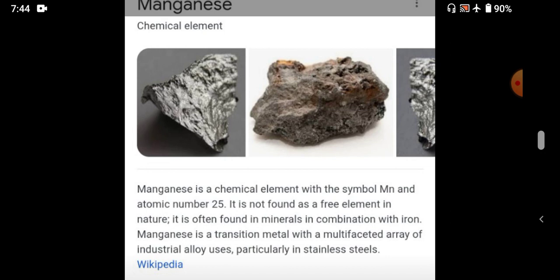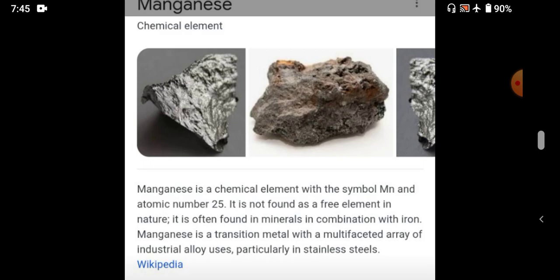The largest deposits of manganese are found in Odisha. Odisha is the largest producer of manganese. In India, the manganese ore mining company is headquartered in Nagpur.